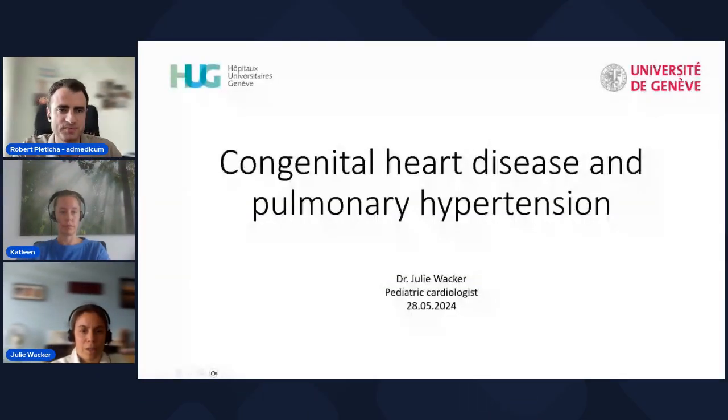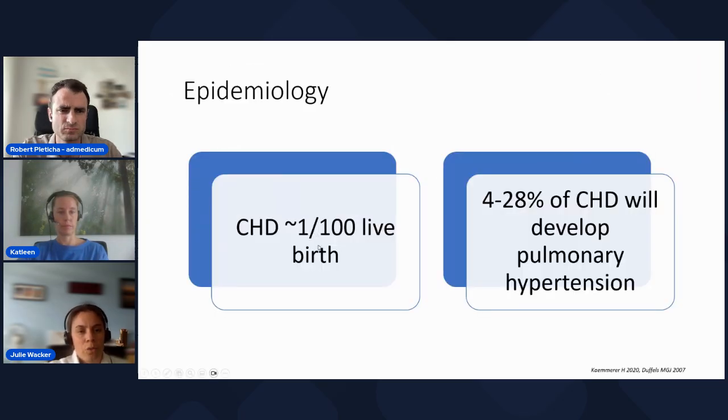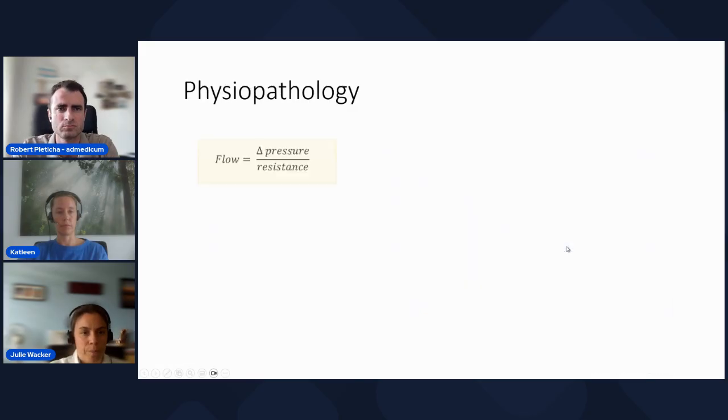Yes, perfect, excellent. So I'm a pediatric cardiologist at the Geneva University Hospital, and I'm very pleased to talk to you about congenital heart disease and pulmonary hypertension. As you know, congenital heart disease can occur in about 1 in 100 live births, and about 4 to 28% of patients born with a congenital heart disease will develop pulmonary hypertension.